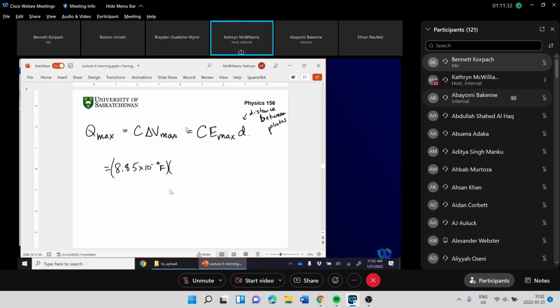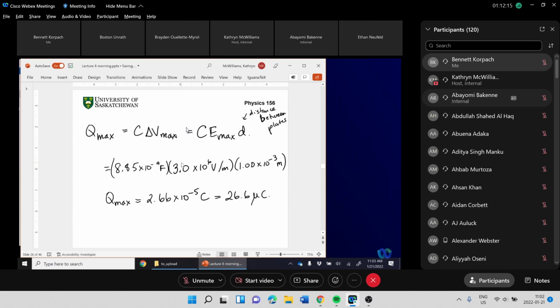And then the breakdown electric field, the electric field between the plates that would cause the air to break down and create like a short, a lightning spark kind of: 3.0 times 10 to the 6 volts per meter. And then 1 times 10 to the minus 3 meters, 1 millimeter separation between the plates. So Q max is equal to 2.66 times 10 to the minus 5 coulombs, or 26.6 microcoulombs.